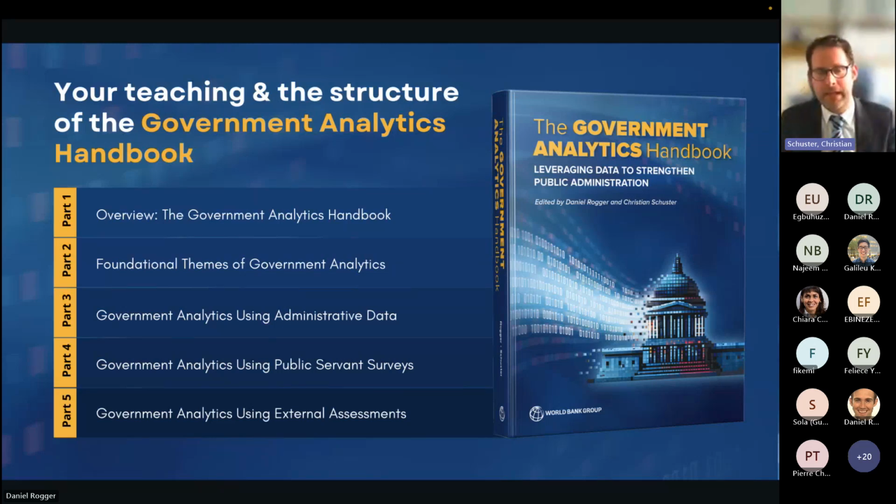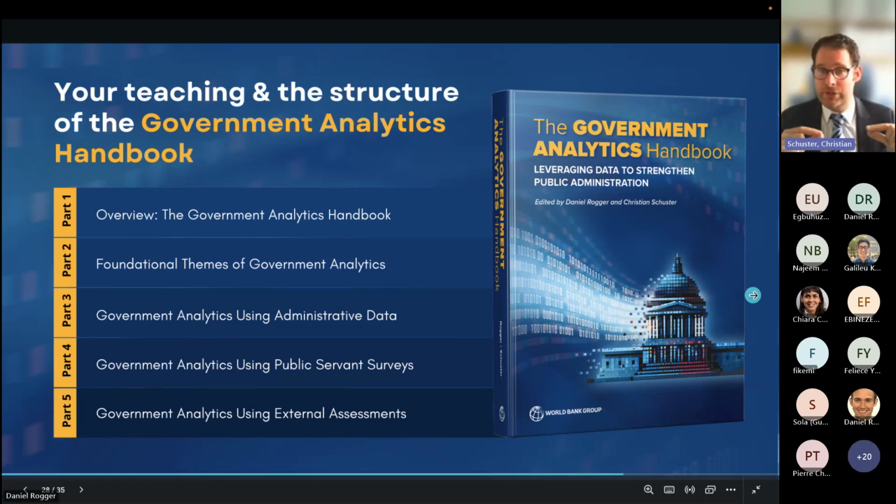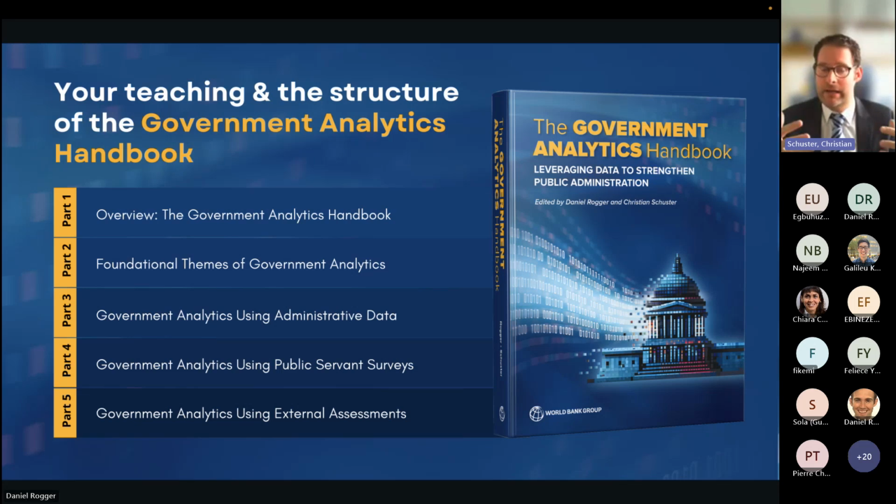a single management problem. And then parts 3 to 5 are about different data sources that are available to do government analytics. So part 3 is about administrative data, for instance, procurement data, payroll data, HMIS data, case data. Part 4 is about public servant surveys. This is about how you can design, implement, and report on effective surveys of public servants. And part 5 is about external assessments, for instance, surveys of citizens, surveys of households, and what you can learn from them to diagnose and improve public administration.